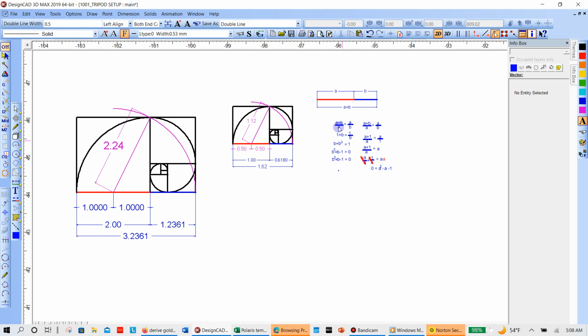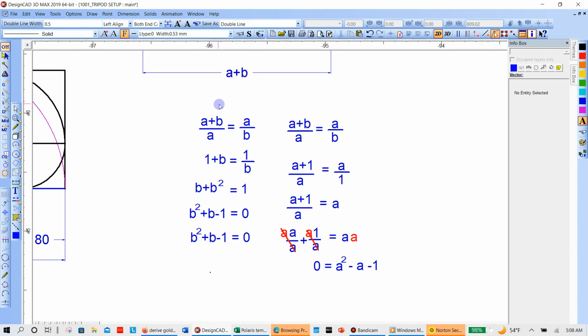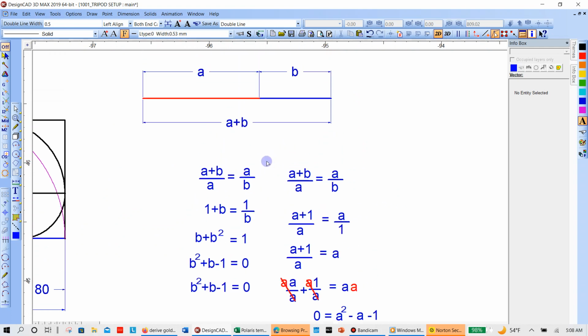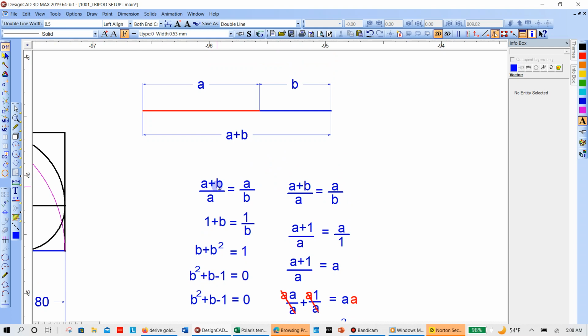We have the ratio: the whole, a plus b, is in the same ratio to a as a is to b. So a plus b is to a as a is to b. The ratio looks like this: a plus b over a is equal to a over b. Anyway, that's what it looks like.